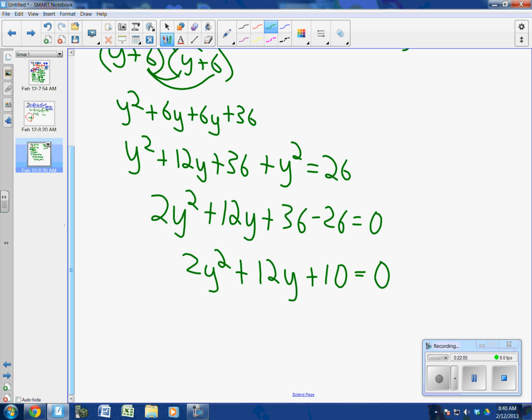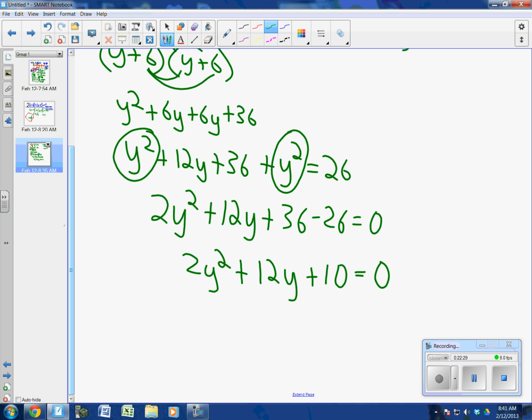Huh? Where did I get the 2 from? See that y squared? And that y squared? When you combine those, add like terms, what do you get? Right, Austin? He already knew that. He could have told you that. Okay. So, 2y squared plus 12y plus 10 equals 0.